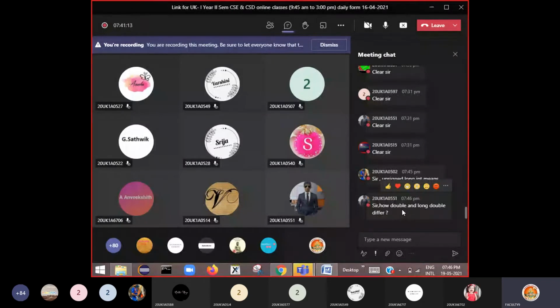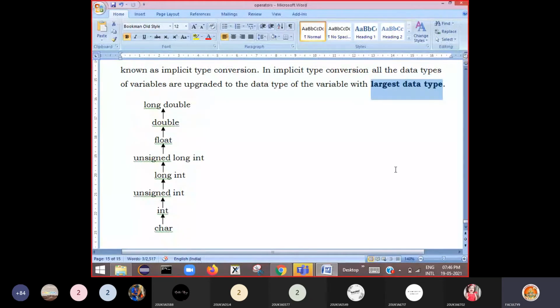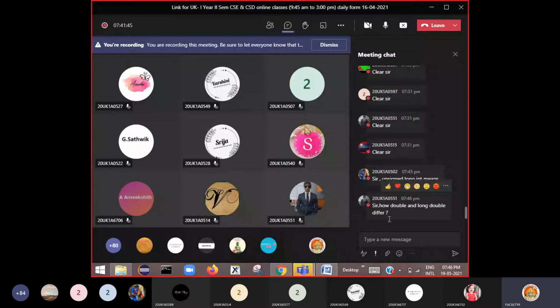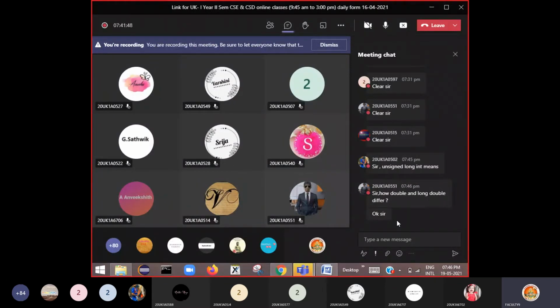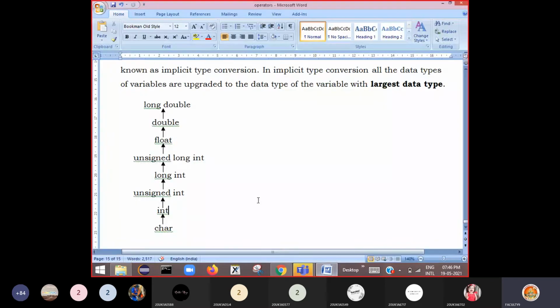Double occupies 8 bytes, whereas long double occupies 10 bytes. Yes or no? Okay, data types class, I'll share that video. If you listen to that video, double is also floating point type. Okay, so float occupies 4 bytes, double occupies 8 bytes, and long double occupies 10 bytes. That means the range of values that you can store using long double is much bigger than the double.